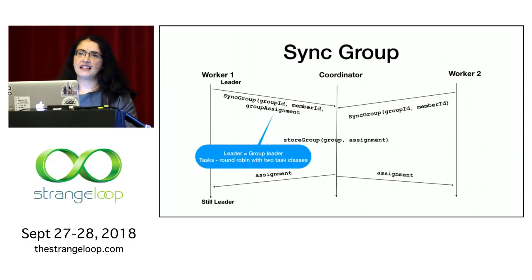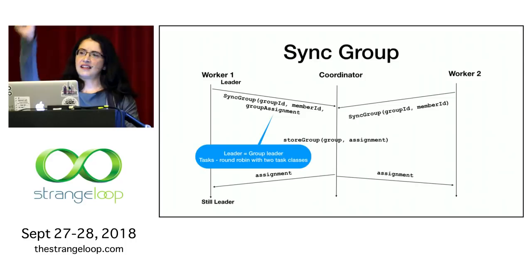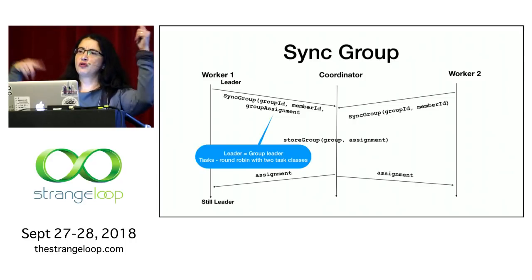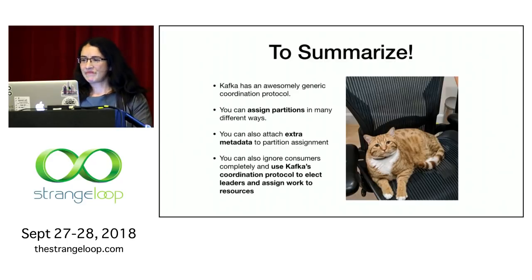The leader in this case is just the leader that the coordinator selected, which is absolutely fine. And it basically does a kind of slightly modified round robin. You get this task, you get this task. Actually, we do it twice because we have two classes of tasks, lightweight and heavyweight, but that's the main idea. So, to summarize, Kafka has a pretty generic coordination protocol.